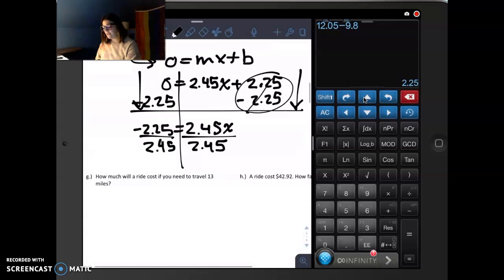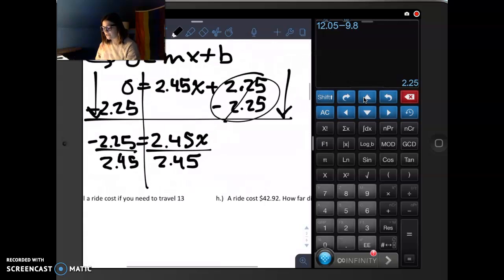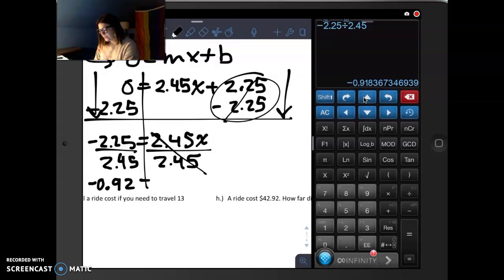If it was a fraction, we use that special strategy. Wow, my language is not doing so good today. Dividing top to bottom, and we get a number that's not a very realistic number, negative 0.92 if we were to round it. And x is in miles.